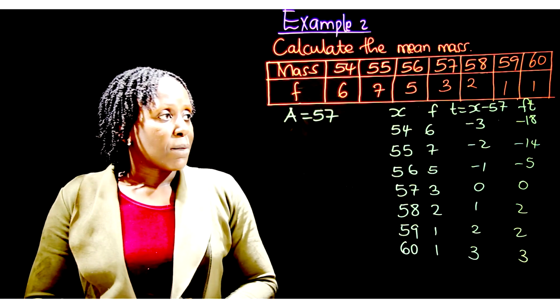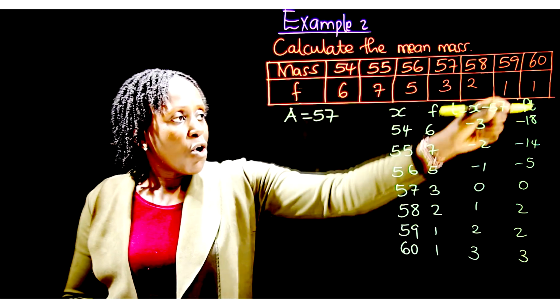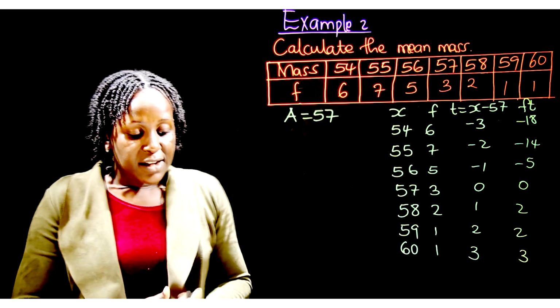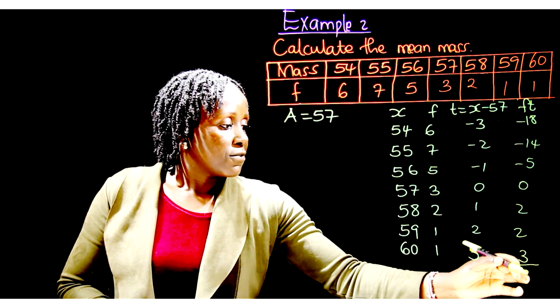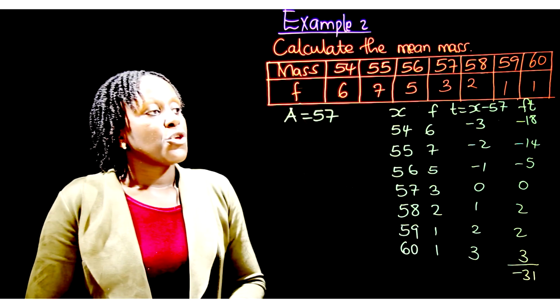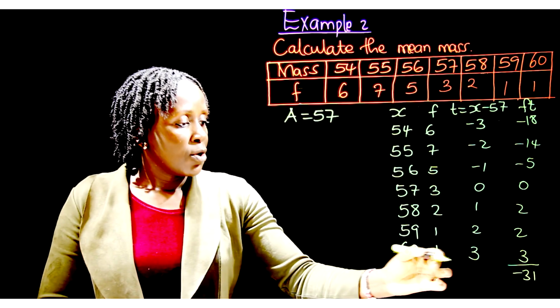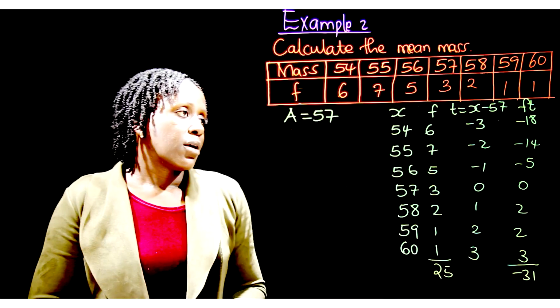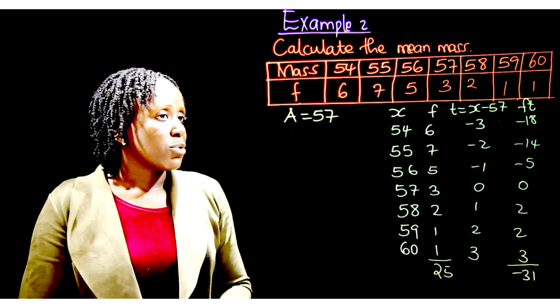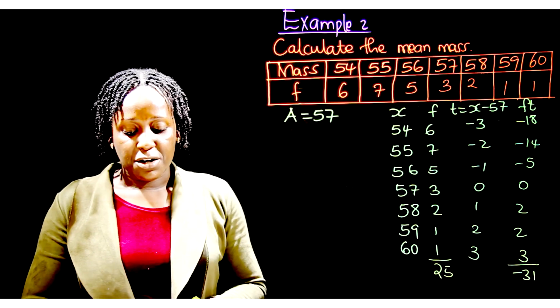For us to be able to apply the formula, we have to get the sum of ft. So you add them all up and you obtain negative 31. You also need to add up the total frequency, which you're going to obtain as 25. Having created this table, you're now going to apply the formula to obtain the required mean.